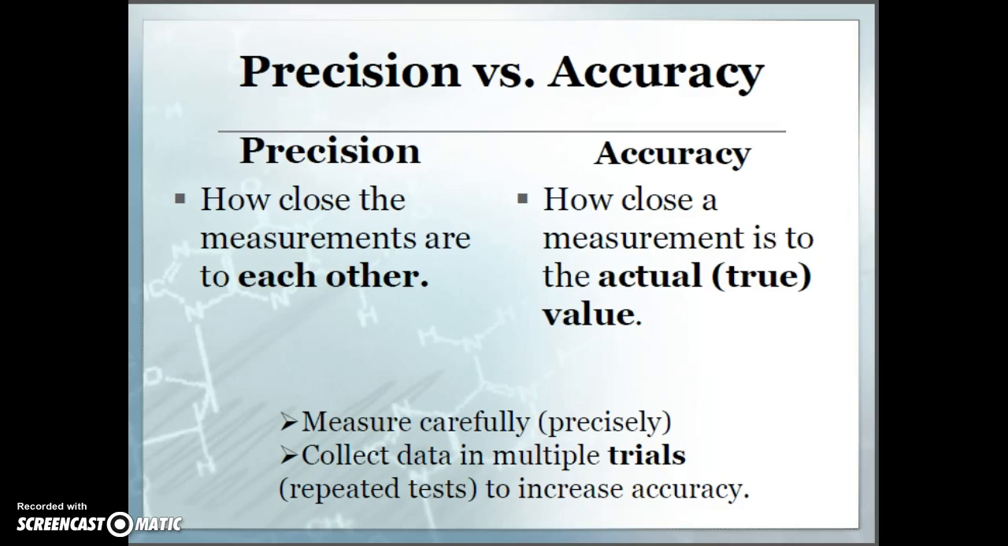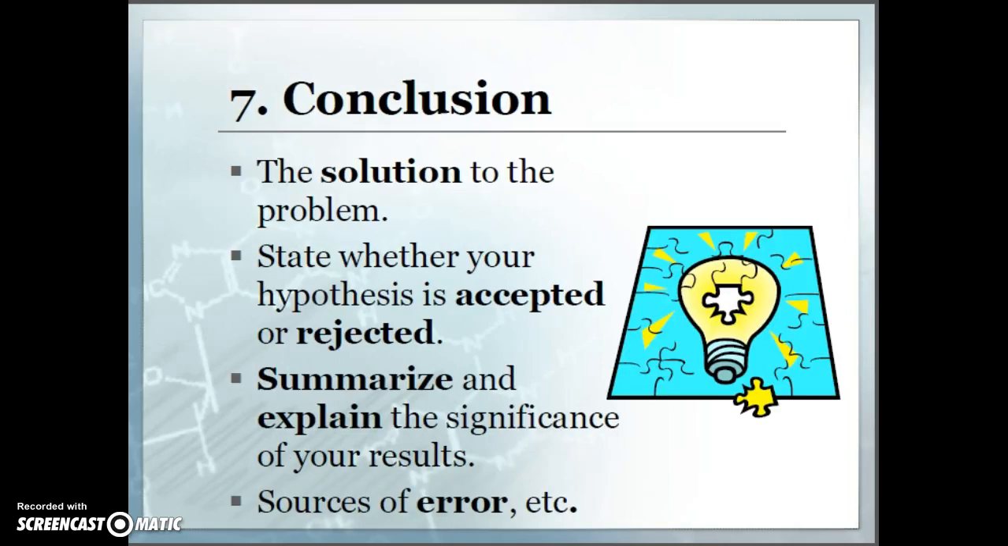So if we measure carefully, then we're doing that precisely. If we do multiple trials for data, so like when we're going to build paper airplanes, we're going to do multiple trials. We're repeating the test so that we can increase our accuracy. Those two words are used interchangeably, but they actually have different meanings.